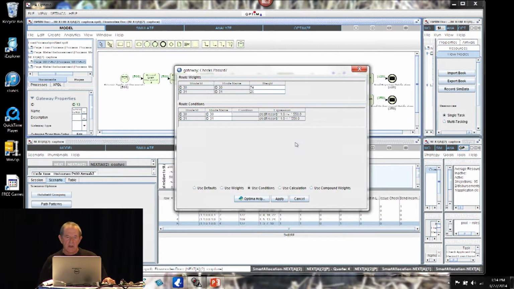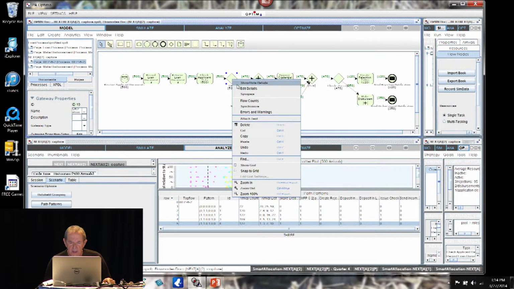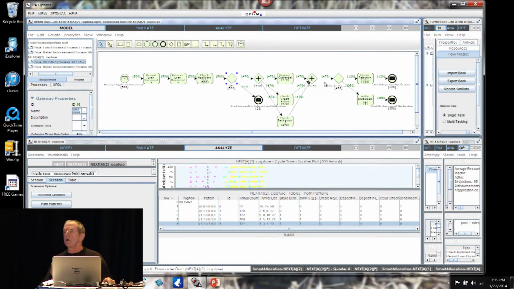On the other hand, if we go ahead and look at this other gateway and do the same thing, we'll discover that the criterion just says use weights. So this is statistical. It's just assigned 95% to one gate and 5% to the other, and that's a simple rendition of the counts that are in the model. So that's giving you an idea of what's going on.